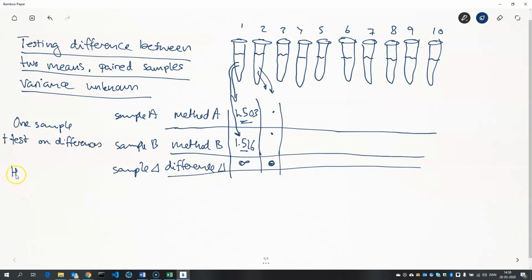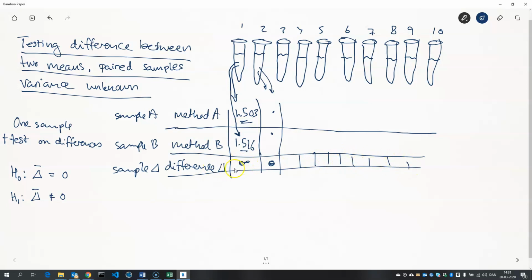So our null hypothesis, well, typically we would hypothesize that the two methods produce on average the same results. So the null hypothesis would be that the difference, the mean difference, is 0. And the alternative hypothesis could be that the mean difference is not 0. But notice that we're only using this difference sample here, the 10 differences.